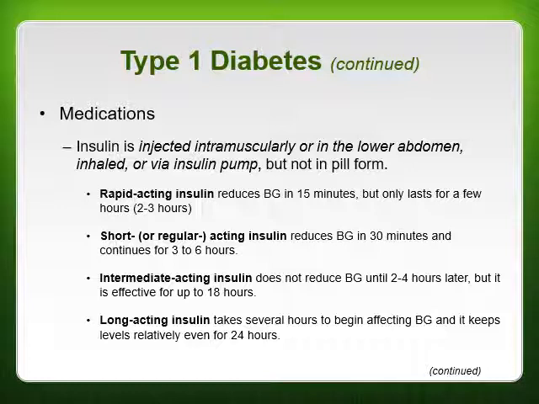Some are rapid-acting insulin. It gives you a quick little reduction within 15 minutes, but it doesn't last too long. You've got short-acting insulin. It'll reduce blood glucose in about 30 minutes, and it'll stay in the system for 3 to 6 hours doing its thing. Intermediate, it does not reduce it until a couple hours later, 2 to 4 hours, but it is effective for up to 18 hours, so that's got a little bit longer lasting effects.